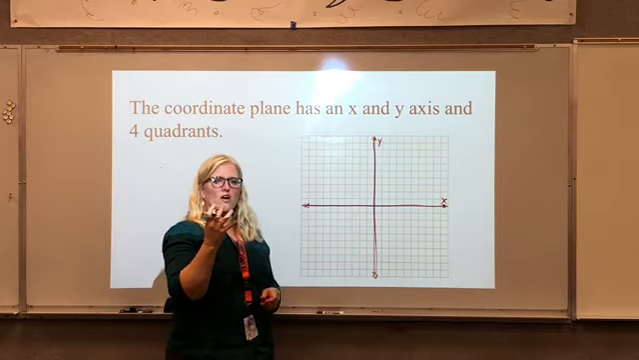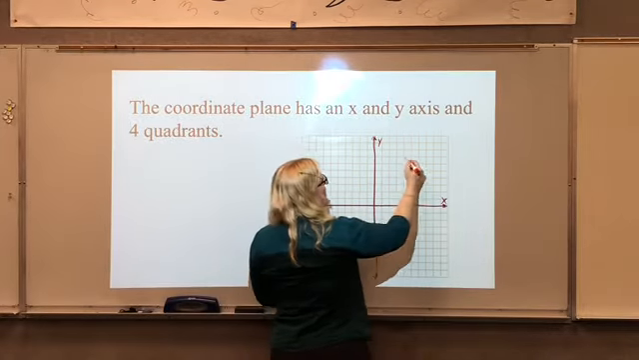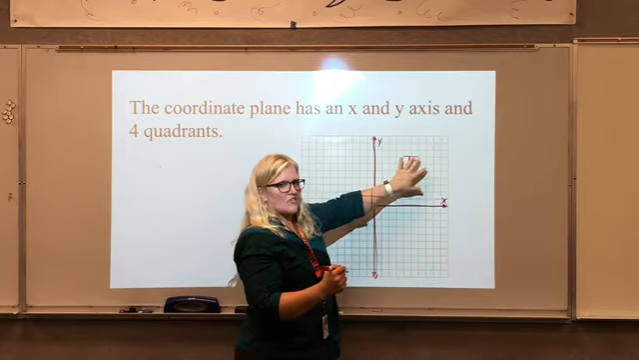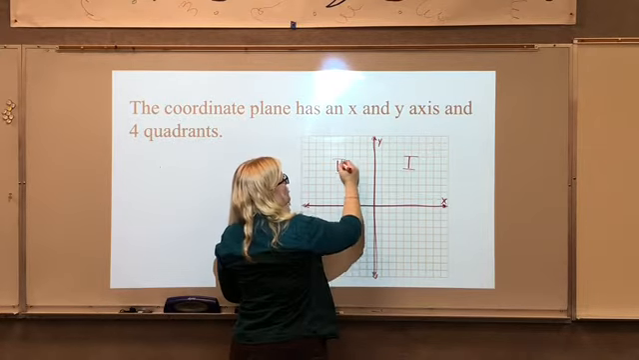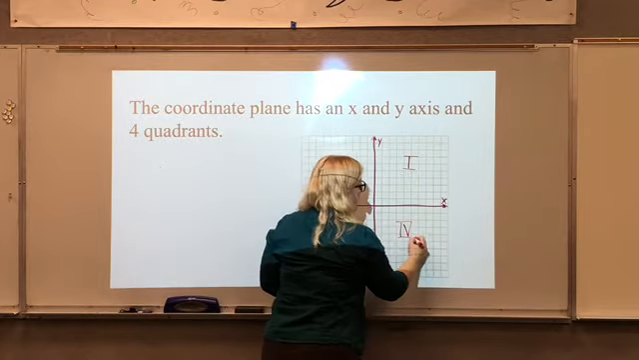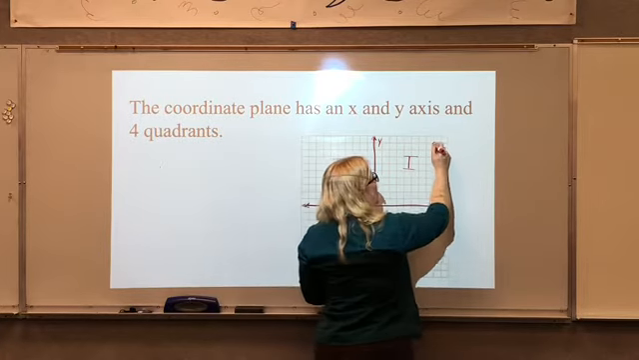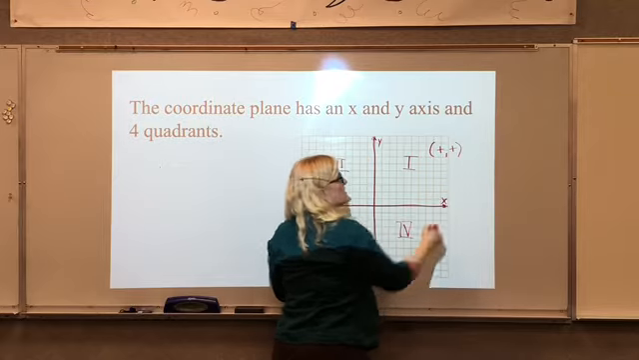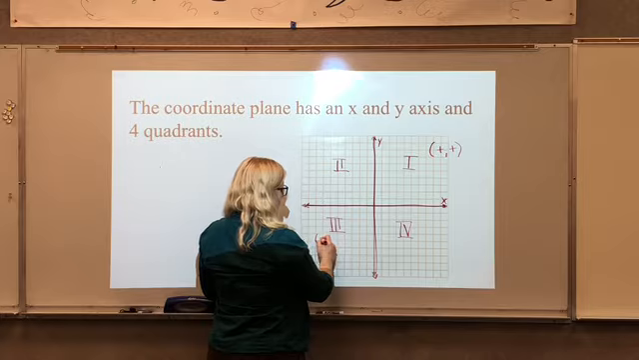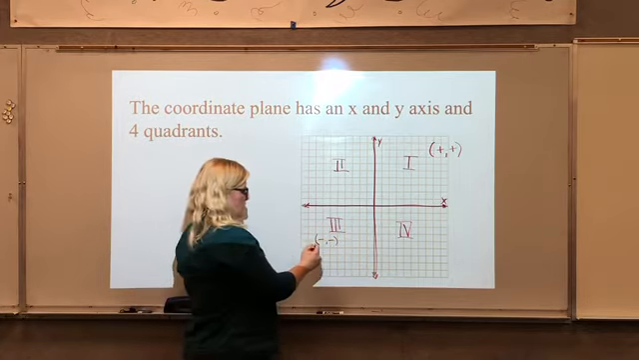And there are 4 quadrants. Quad meaning 4, so there's 4 quadrants. This is quadrant 1, and that makes sense because we do most of our work in this quadrant. This is quadrant 2, this is 3, this is 4. It just goes around counterclockwise. In this quadrant, our x and y values are both positive. And down here, our x and y values are both negative. It looks like a little person, huh?